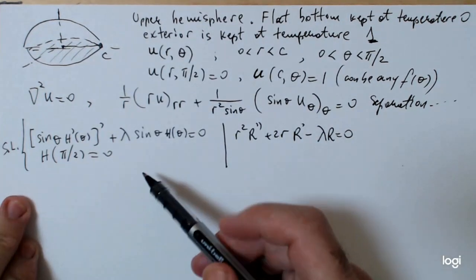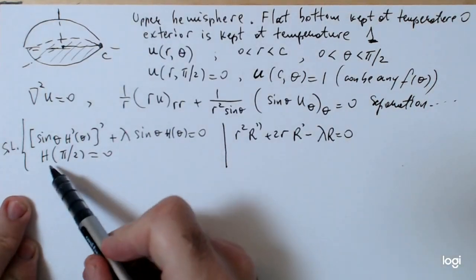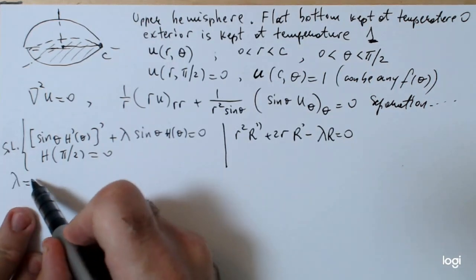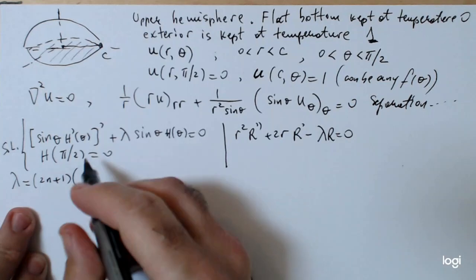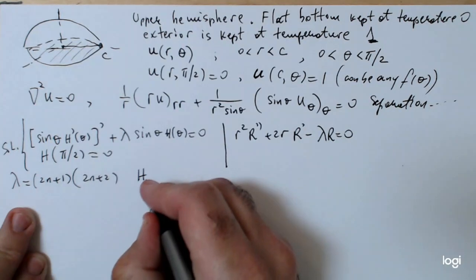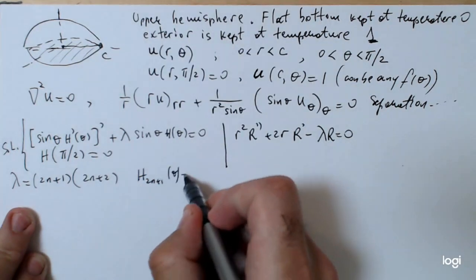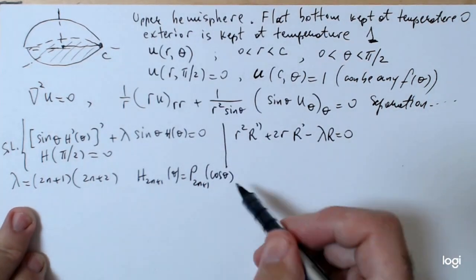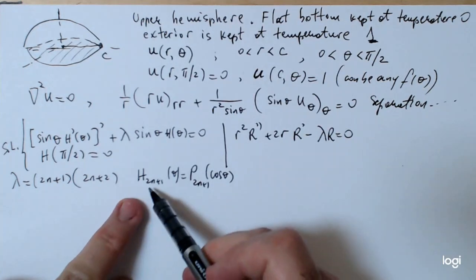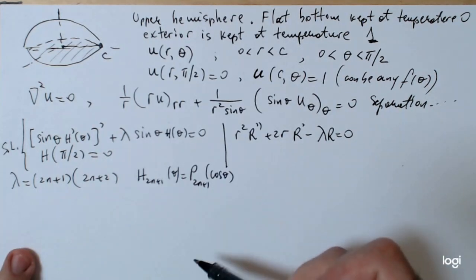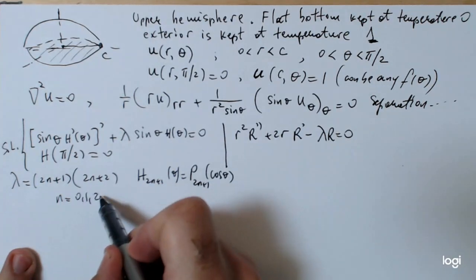Based on the discussion we had before, we know that given this boundary condition, h of pi over 2 equals 0, the eigenvalues will be the pair starting with the odd numbers. So 2n plus 1, 2n plus 2. And the eigenfunctions, h 2n plus 1 of theta, will be P 2n plus 1 of cosine of theta. So these are your eigenfunctions. You can actually skip this big H, just write it directly, P 2n plus 1 of cosine of theta, because these are your eigenfunctions. And remember, always n goes from 0, 1, 2, and so on.